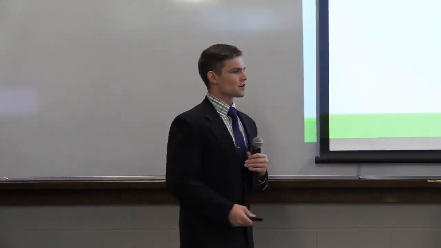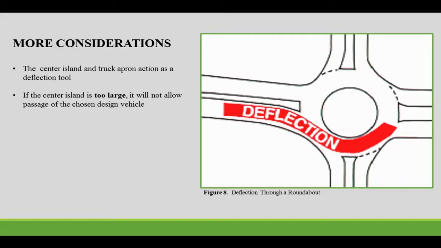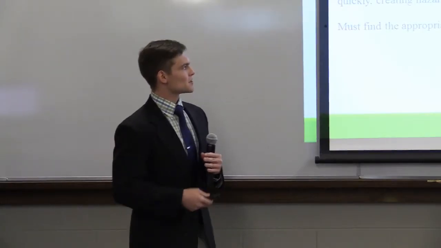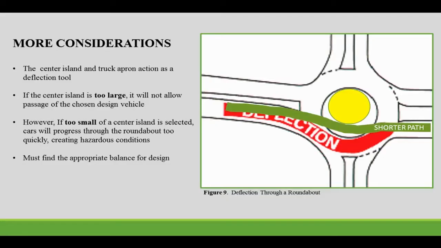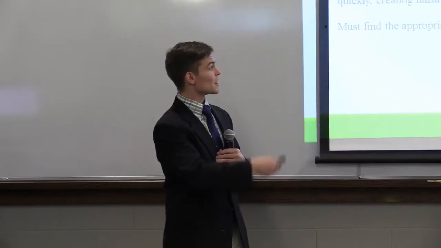As I stated earlier, another one of the things that's important to the geometry of a roundabout is the deflection through the roundabout. Some of the things you have to consider is if you make the center island too big, more than likely the design vehicle is not going to be able to maneuver through the roundabout effectively. However, if you make this center island much smaller, or you don't install a truck apron around the center island, then your passenger cars are more tempted to take a shorter path, as shown here in figure 9.